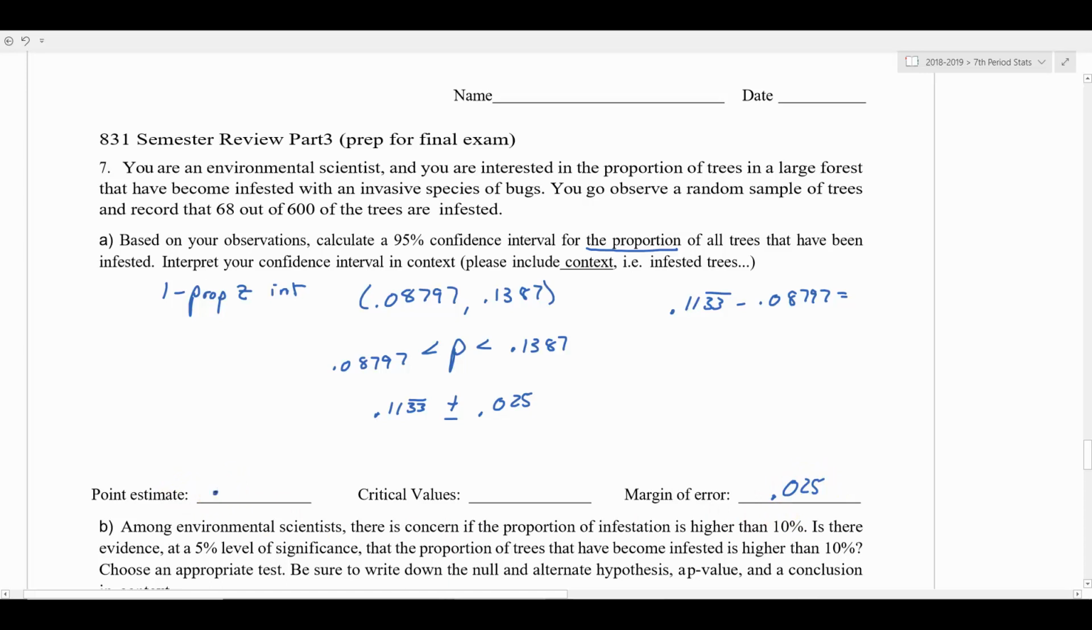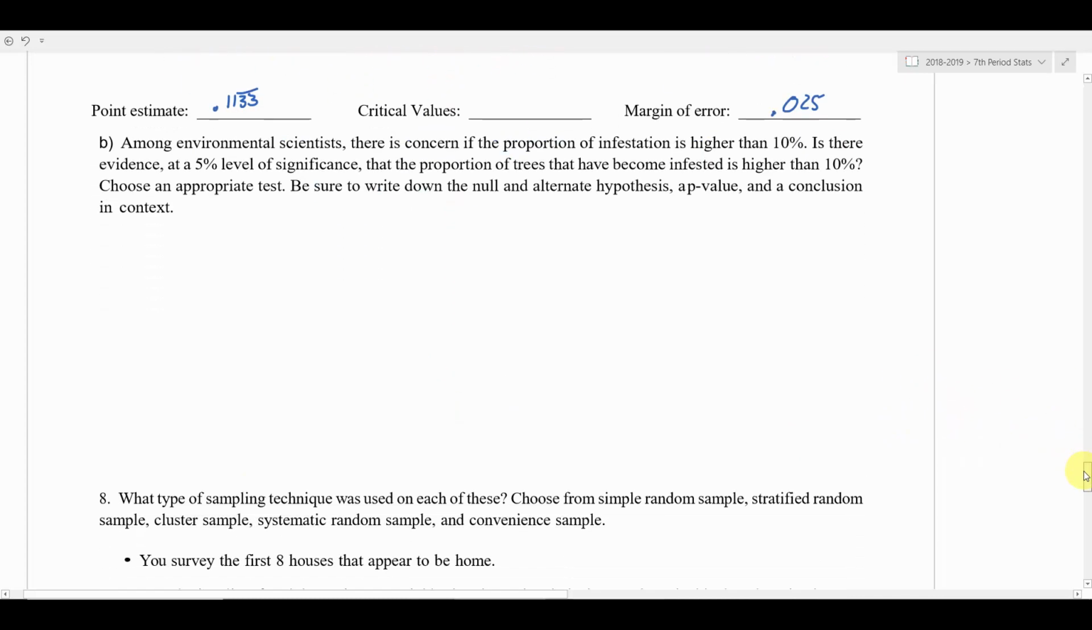And my point estimate was 0.1133 repeating. Critical values, you would have to do an inverse norm to figure that out. Again, the calculation for that is on the sheet, but I'm not going to do that here in the video. All right, it's because I want to save time and focus on what we can get from just the calculator. All right, so here we go. Let's go to the next problem.